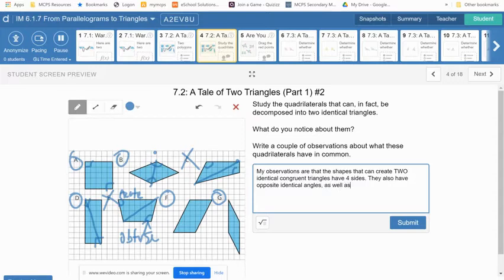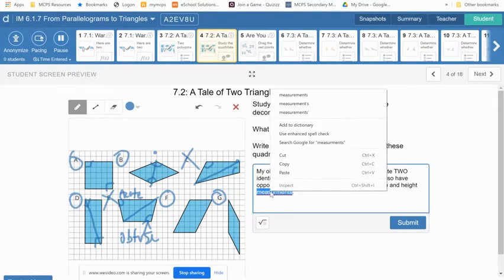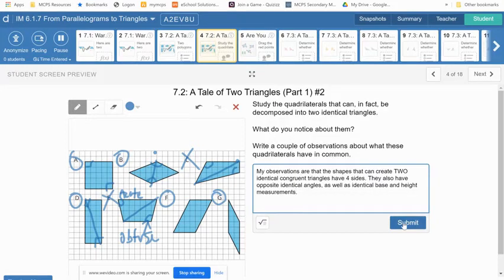So they also have opposite identical angles, as well as identical base and height measurements. Okay, submit.